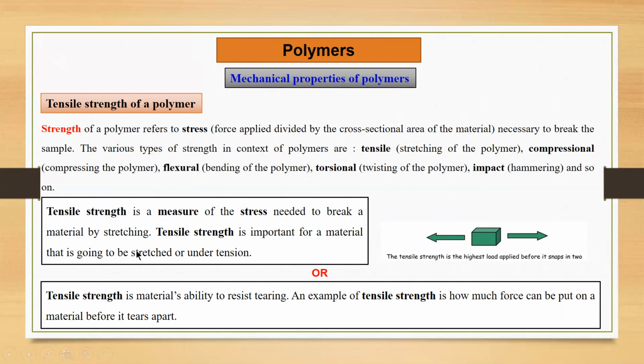Tensile strength is important for a material that is going to be stretched or put under tension. We should have prior knowledge of the tensile strength of a material, because if we need to stretch a material, it is very important to know the highest load we can apply before the material snaps into two. The tensile strength is the highest load applied before it snaps into two. Or we can say tensile strength is the material's ability to resist tearing, that is, how much load it can bear till it tears off. An example of tensile strength is how much force can be put on a material before it tears apart. So this is what we mean by tensile strength of a polymer.